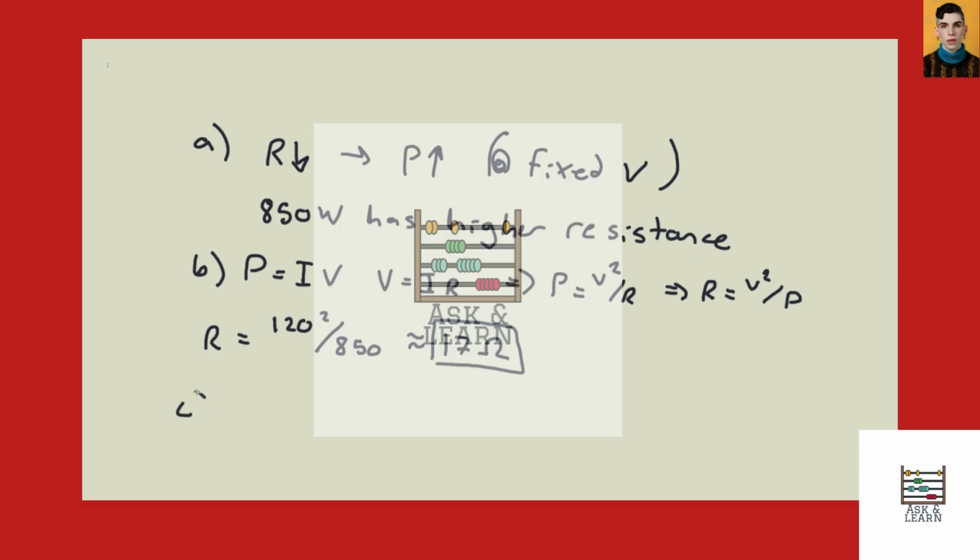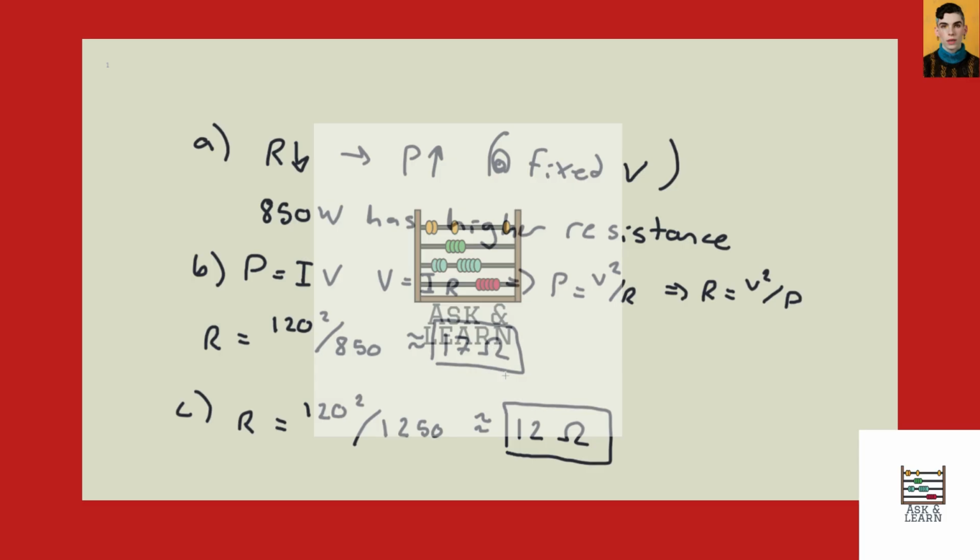For part C, we're doing the same calculation, only this time with the 1250 watt setting. So we have 120 volts squared divided by 1250 watts, and this time we find that our resistance is about 12 ohms. Here I'm using two significant figures everywhere because the problem gave us two significant figures.